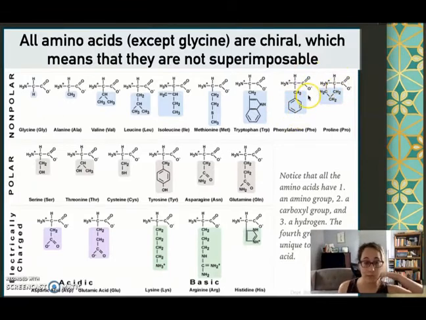Now, we have 20 amino acids. How do we talk about them? Although every one of the 20 amino acids is unique, they can be grouped into a couple of different groups.